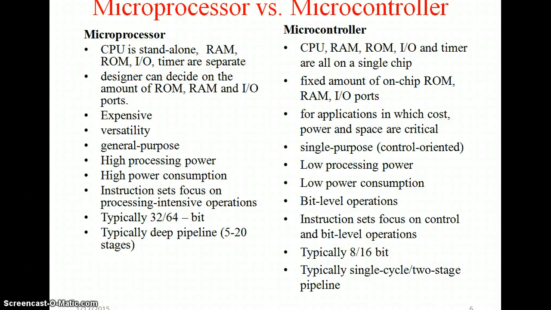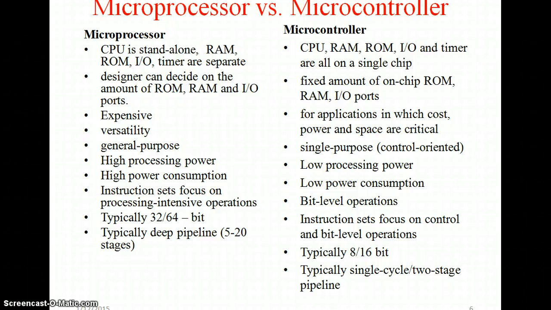Microprocessor is general purpose, and microcontroller is single purpose, control oriented, because microcontrollers are generally designed for controlling the appliances. In microprocessor, the next difference is high processing power. It requires high processing power. Here in microcontroller, it requires low processing power. Next one is high power consumption by the microprocessor, but microcontroller requires low power consumption.